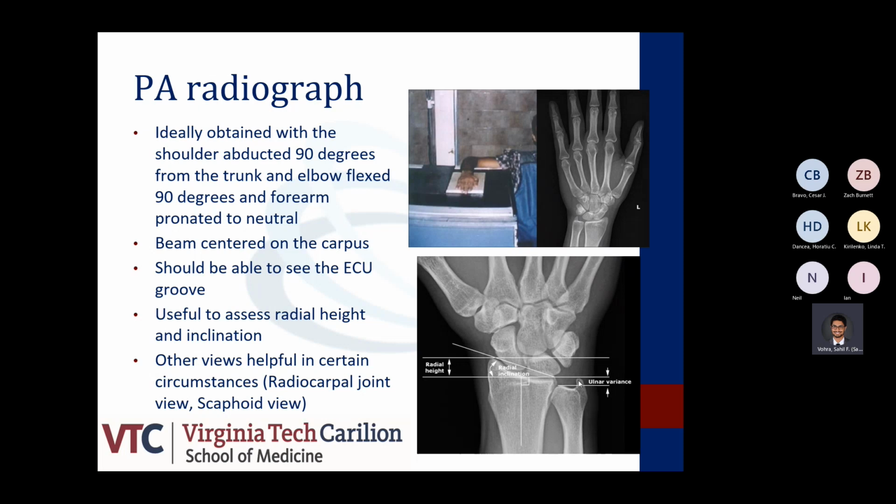If you really want to see the radiocarpal joint, you'll actually angle the beam kind of from distal to proximal, to match the volar tilt of the radius, and you can actually see straight down the radiocarpal joint. Or if you're concerned about scaphoid fractures, you can get a scaphoid view, which is a little bit of pronation, ulnar deviation, and a slight wrist extension to really get the profile of the scaphoid.